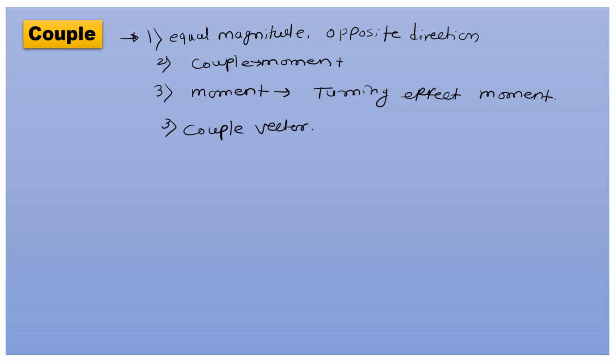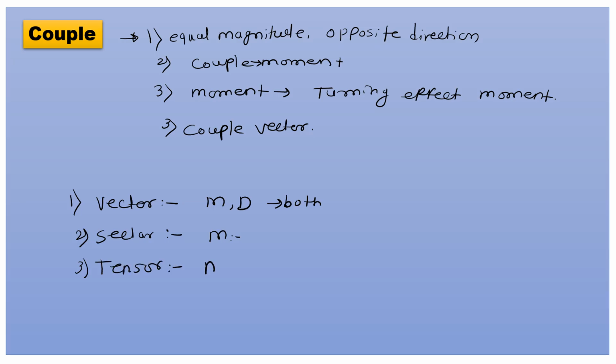So in short, what is a vector? A vector is a quantity which has both magnitude and direction. Second, scalar quantities have only magnitude, no direction. Then third is tensor quantity. In a tensor, magnitude is there but there are two directions. Examples of tensors are stress and strain. So this is how the couple works.